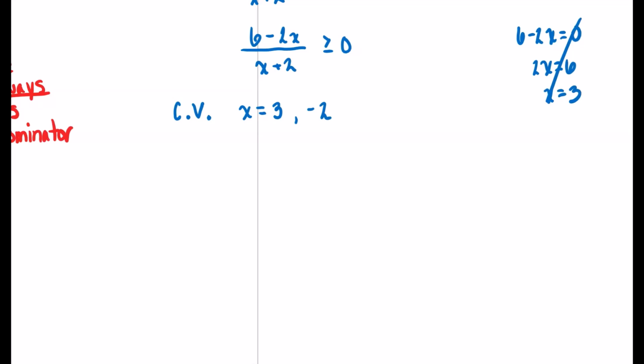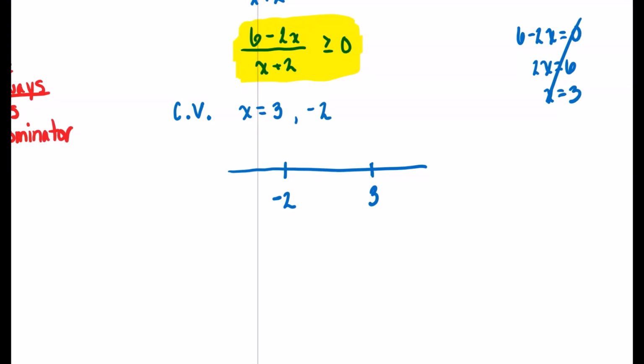All right, so now I'm going to break up my number line. This one's easier because I've only got 2 critical values. So 2 critical values, I have 3 intervals that I have to check. When I do my checking, I'm using my inequality right here, and I'm substituting the numbers into that.